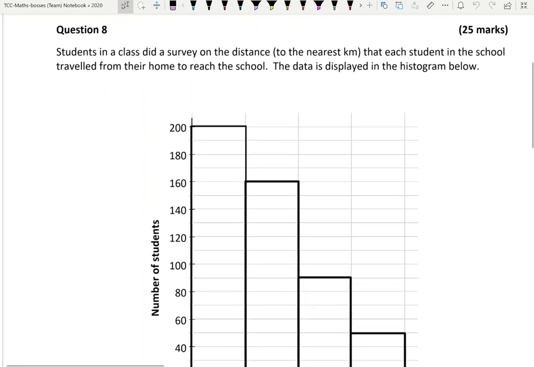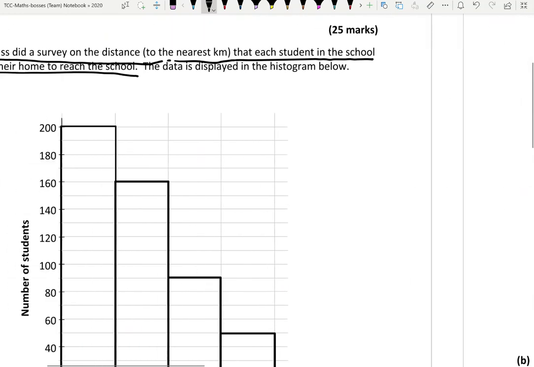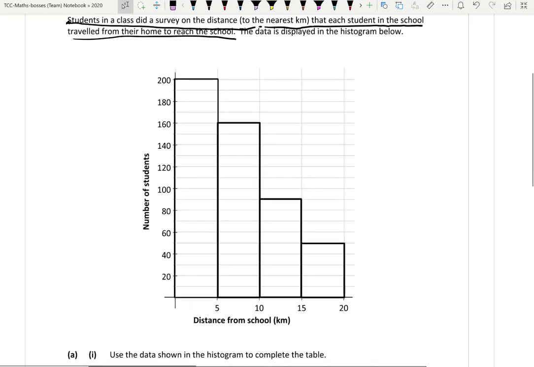So starting off here, we have students in a class did a survey on the distance to the nearest kilometer that each student in the school traveled from their home to reach the school. So every student in the school is being surveyed. Okay, the data is displayed in the histogram below.